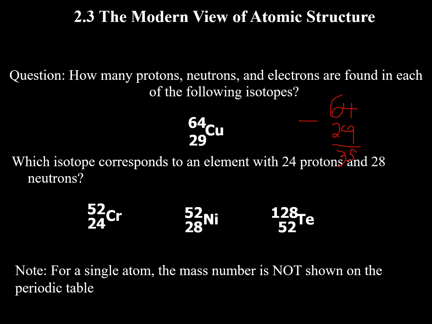Again, to find the number of neutrons, it's mass number minus atomic number. In the following case, which isotope corresponds to an element with 24 protons and 28 neutrons? So again, as I said, the smaller number within a particular element will be the atomic number. So right away, you look for 24 protons. And the mass number is 52, so 24 plus 28 in the question should give us 52. So which isotope? Chromium, Cr, corresponds to the data that was provided.